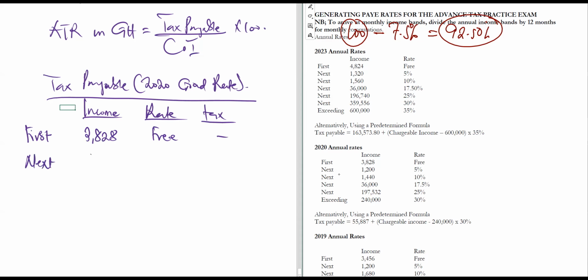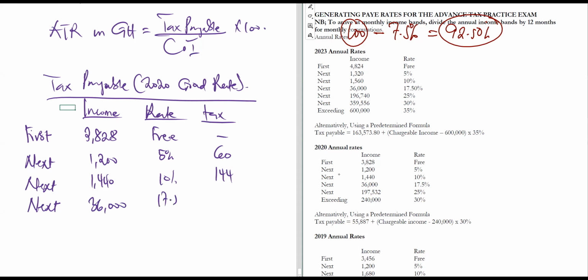The next 200 is 5%. That was 60, right? The next 1,440 was at 10%, giving us 144. The next 36,000 at 17.5%. That gives you what? 6,300.